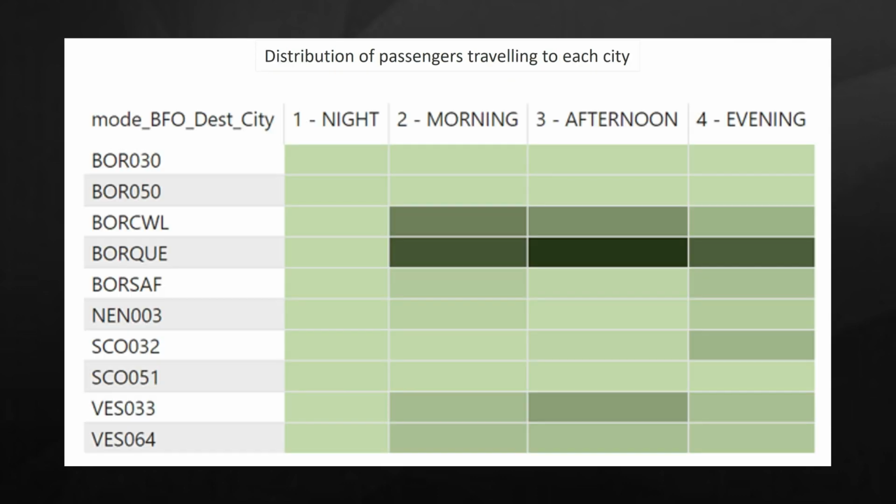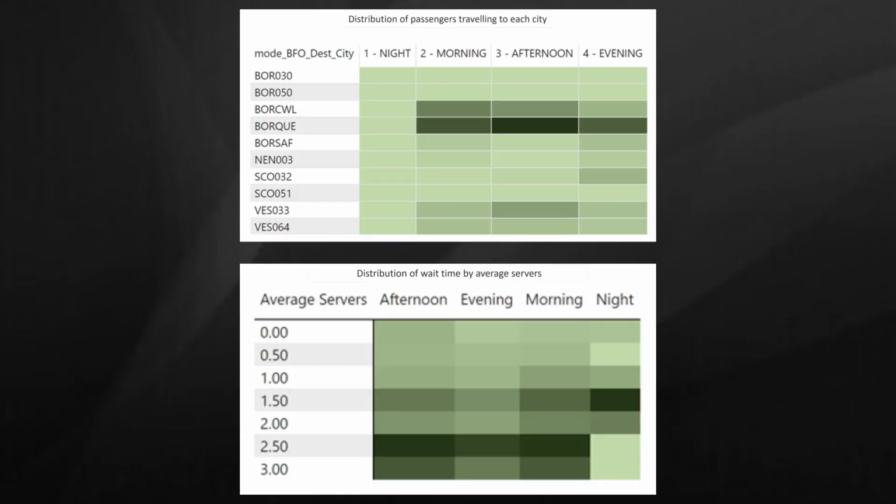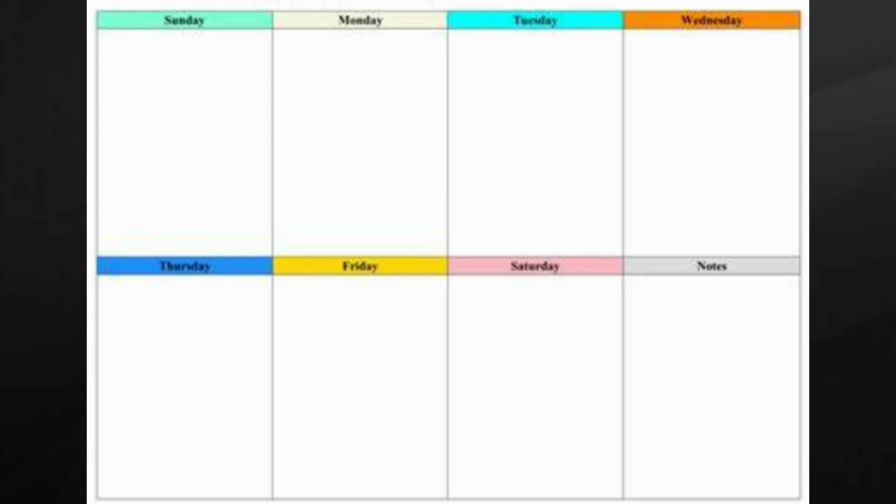Finally, we took a look at the distribution of passengers traveling to each city. From this heat map, we can conclude that most passengers were traveling to either Borrelia or Vespuccia, possibly relating to higher wait times for passengers traveling to those specific cities. It is also clear that most people prefer to travel during the mornings and afternoons when we compare this graph to the earlier heat graph.